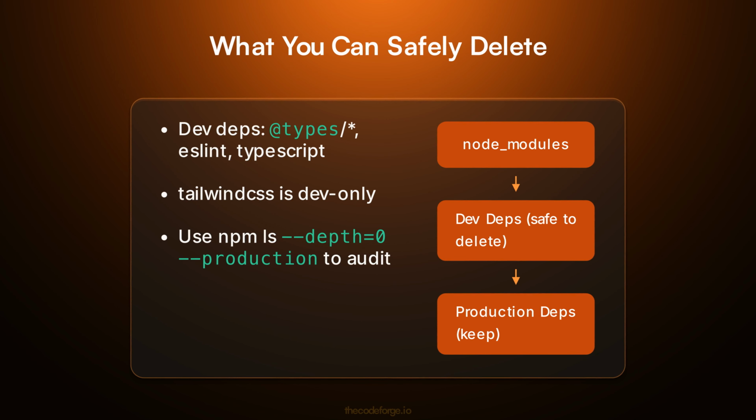Not everything in node_modules is needed. devDependencies are only used during development and build. You can safely delete @types, ESLint, TypeScript, Prettier, Husky, and lint-staged. Use npm ls --depth=0 --production to see what actually ships to production.